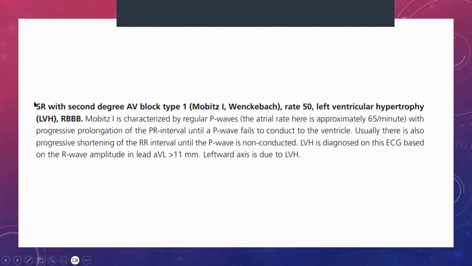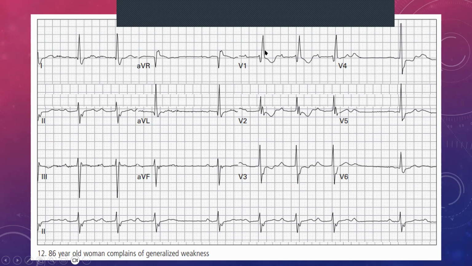So in this case, we do have a sinus rhythm with the second degree AV block type 1 or Mobitz type 1 or Wenckebach block. The rate is about 50, as we had said, and it's a left ventricular hypertrophy. There's also a right bundle branch block. Sorry, I had forgotten to mention that. So this is your right bundle branch block. Now that's a complete right bundle branch block in V1 and V2 because it's quite wide.